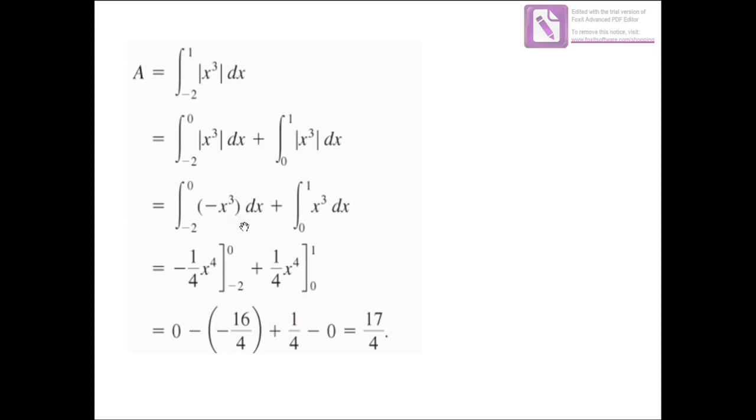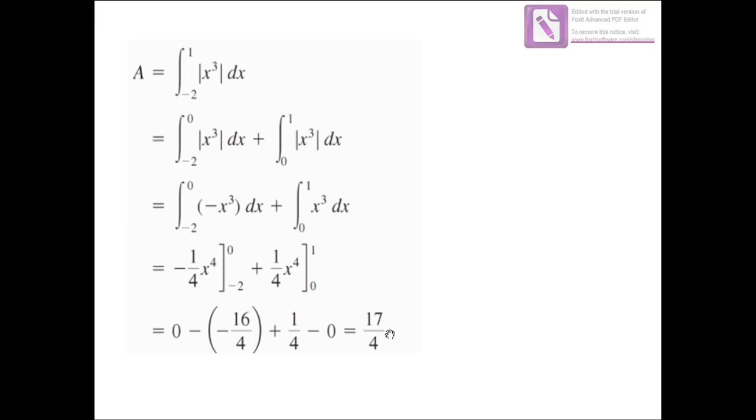Now the integration of -x cubed will be -1 over 4 x to the power 4, and we need to evaluate it when x is between -2 and 0. The integral of x cubed will be 1 over 4 x to the power 4, and we need to evaluate it from 0 to 1. So now if we replace x by 0, we get 0 minus, replacing x by -2, we get minus 16 over 4, plus, replacing x by 1, we get 1 over 4 minus, replacing x by 0, we get 0. So once you evaluate this one, you will get 17 over 4.